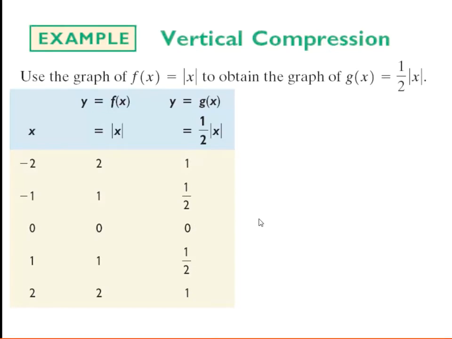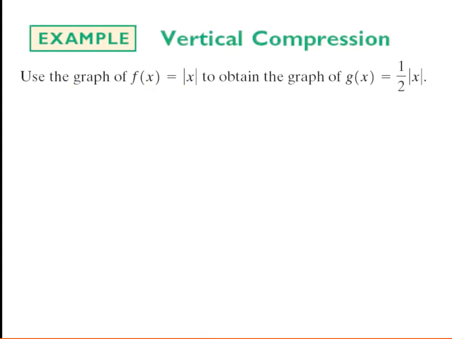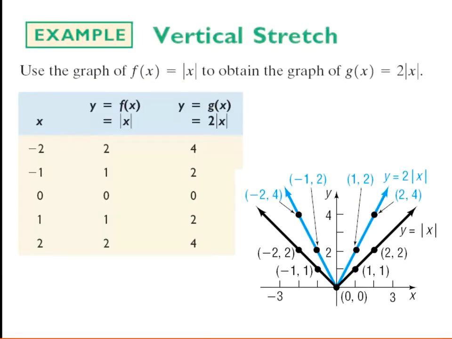Right? 0 times a half is still 0. So visually, we're taking each y value and cutting it in half. We're pulling the y values downward in a sense, but we're not going to call this a shift down. This is what's called a compression. So we're pushing the graph towards the x-axis, and in the prior example, we're pulling the graph away from the x-axis.